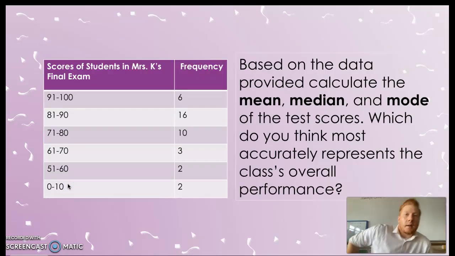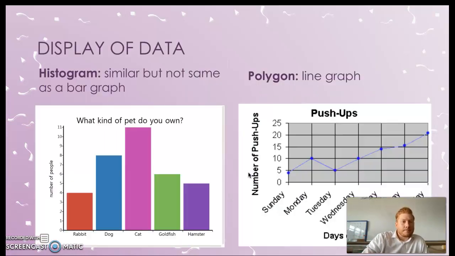So based on the data provided, calculate the mean, median, and mode of the test scores. What do you think most accurately represents the class's overall performance? We'll do this together in class real quick. If you're just listening, take a minute to do it yourself, just as really quick, easy practice. You should find the average, the median score, and then the most recurring score.